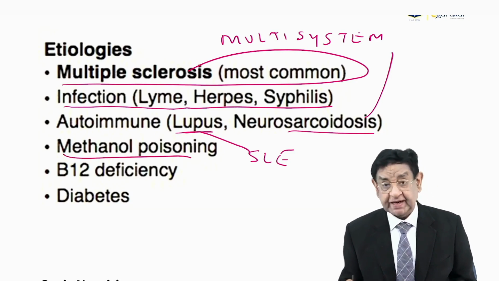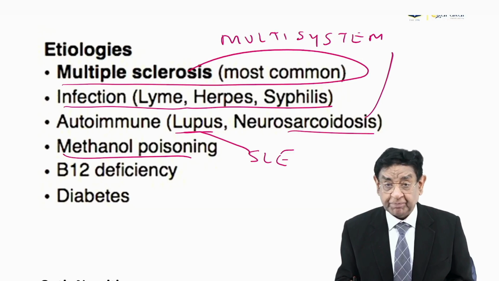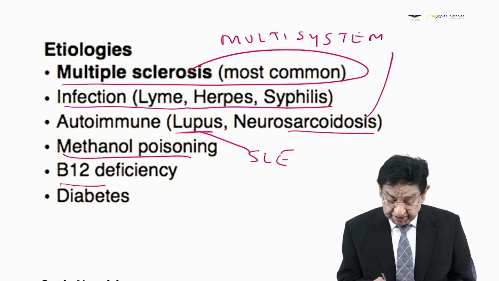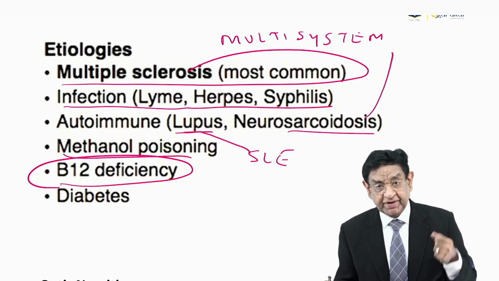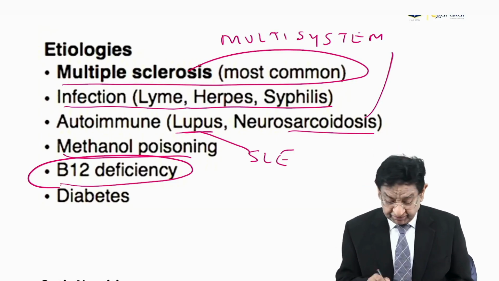Methanol poisoning, which can lead to a type of acute optic neuritis. B12 deficiency, very, very important point. Don't forget this. And finally, diabetes.